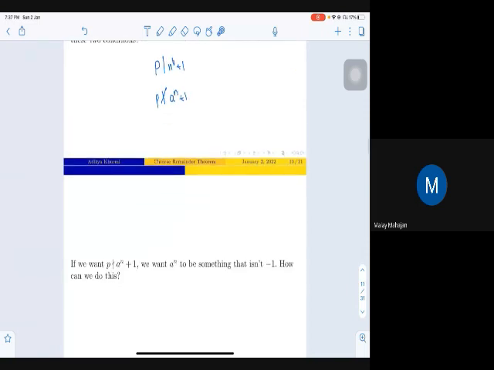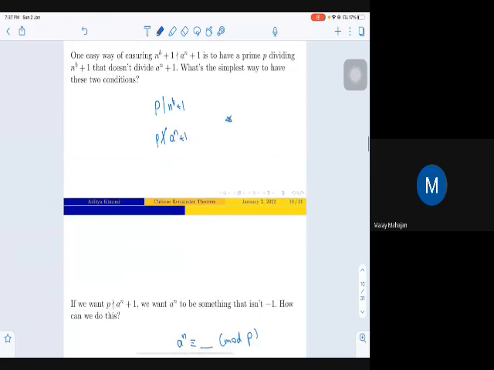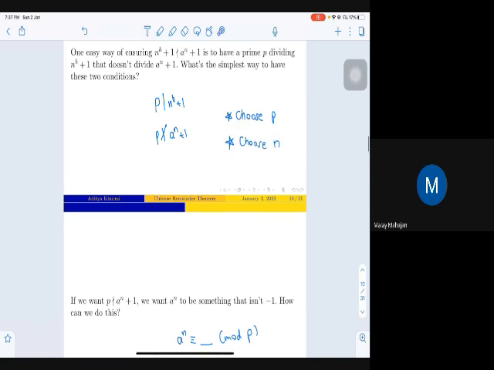So if we want p not to divide a raised to n plus 1, we want a raised to n to be something that isn't minus 1. So a raised to n is congruent to something modulo p. And over here, let's just take a step back and see. We have to choose p and we have to choose n. So it's good to keep in mind what you have control over.